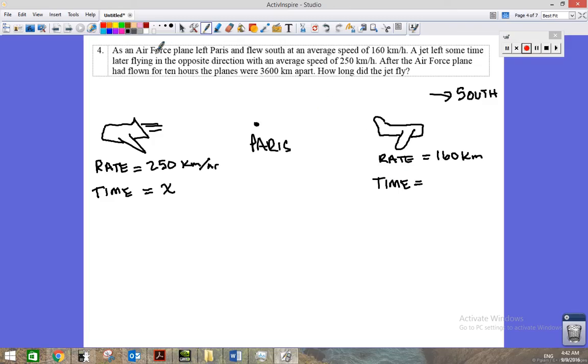The plane that's traveling slower, it traveled for 10 hours. So from Paris, we don't know the distance that this flew, nor do we know the distance that the jet flew, but we know that the distance they are apart from each other is 3,600 kilometers. So that's the approach that we're going to take.